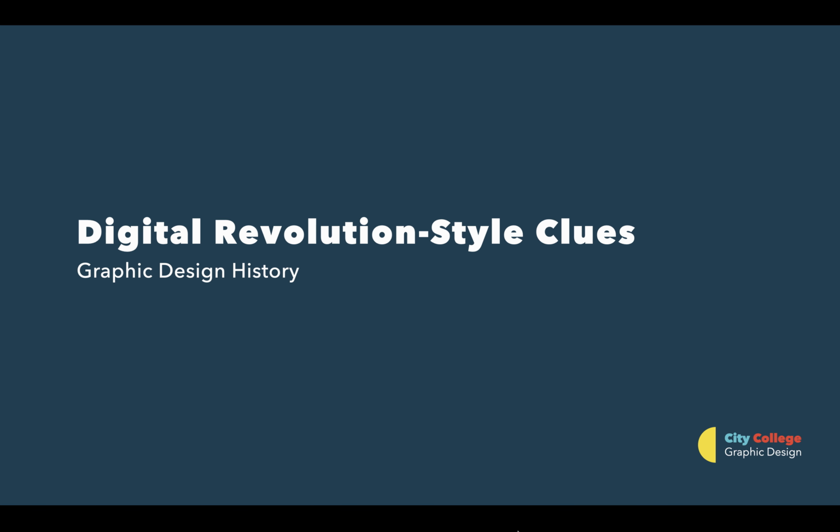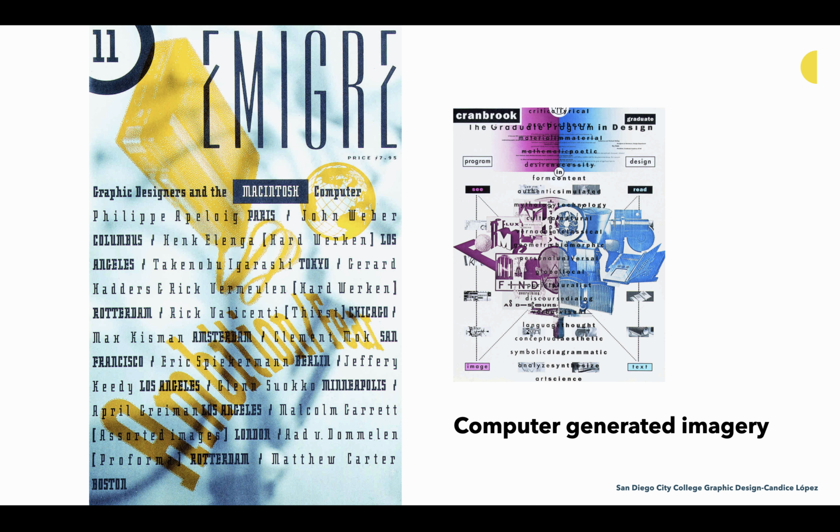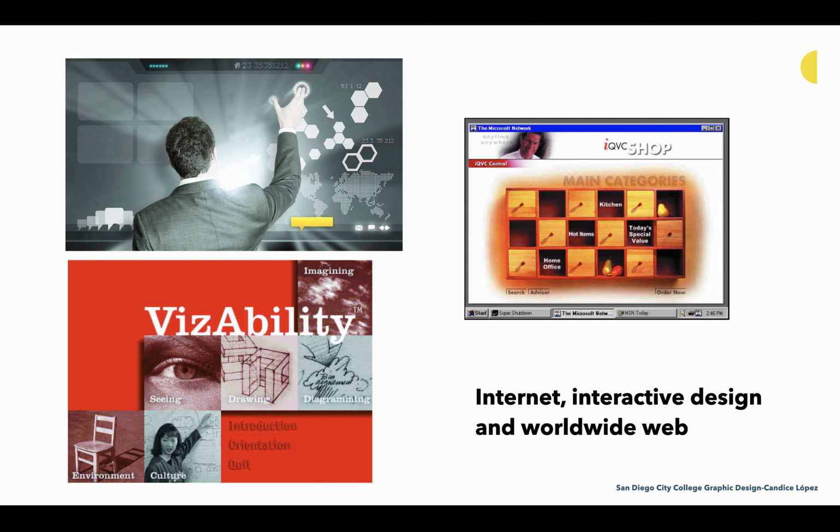Lastly, we have the digital revolution. Now, the digital revolution and postmodern design are going to be the same item on the test. It can sometimes be difficult to split hairs between those two styles. But we have computer-generated imagery. We have the internet. We have interactive design and the World Wide Web.